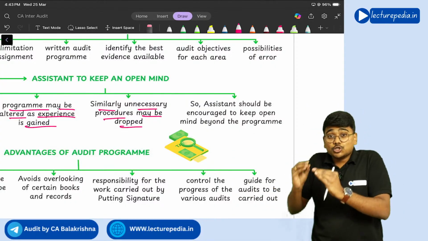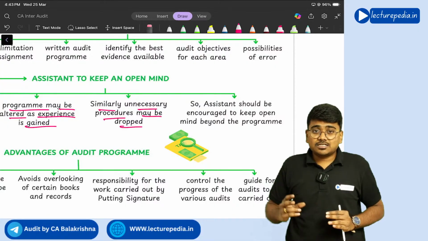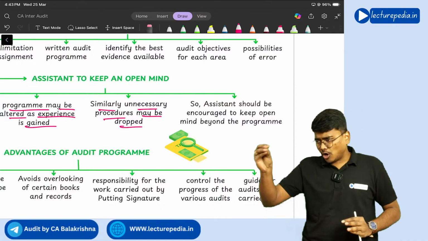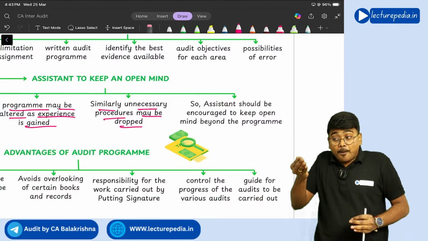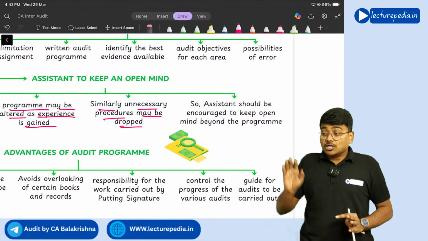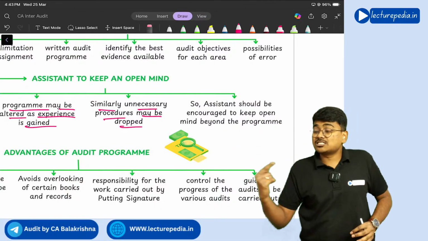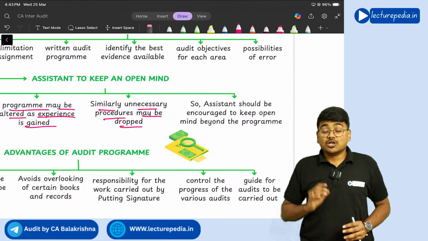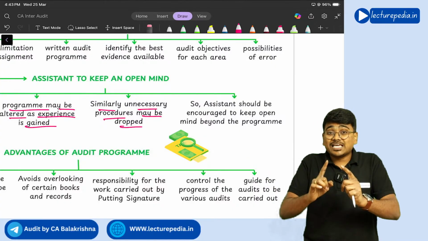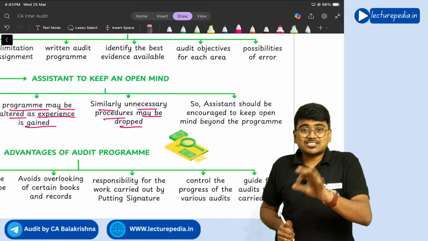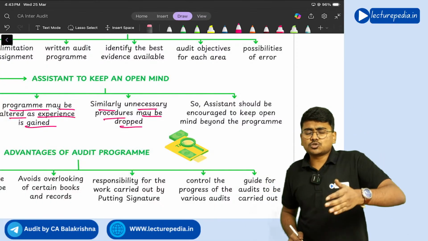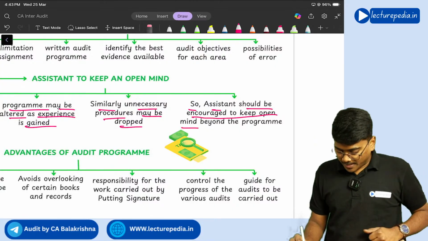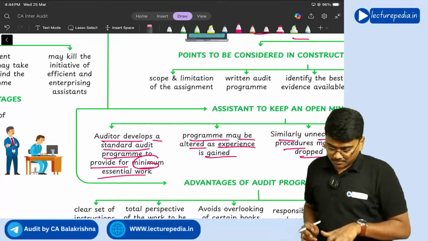No, you should tell the article assistant to be open minded. Don't just stick to this audit program. You perform all procedures that are there in the audit program. Beyond these audit procedures, if you want to perform some more procedures based on the circumstances, you perform those other procedures also. So you should ask the article assistant to keep an open mind, not just to stick to the audit program. The assistant should be encouraged to keep an open mind beyond the program.